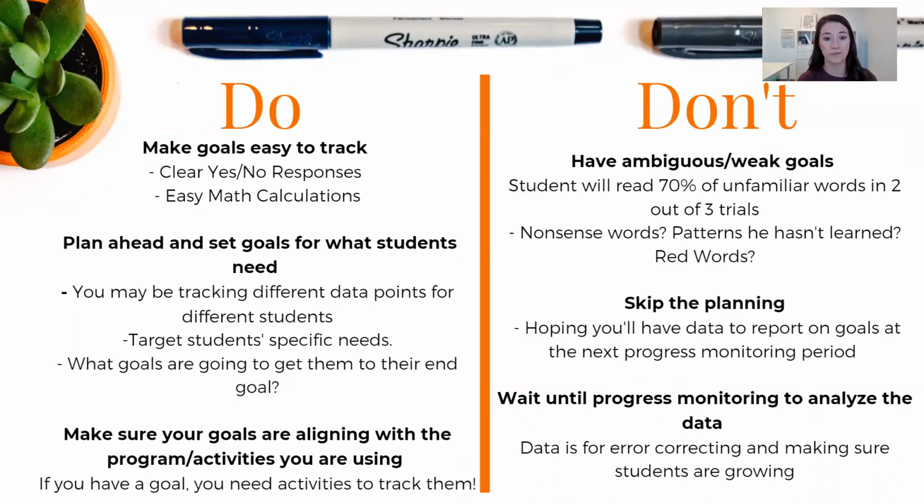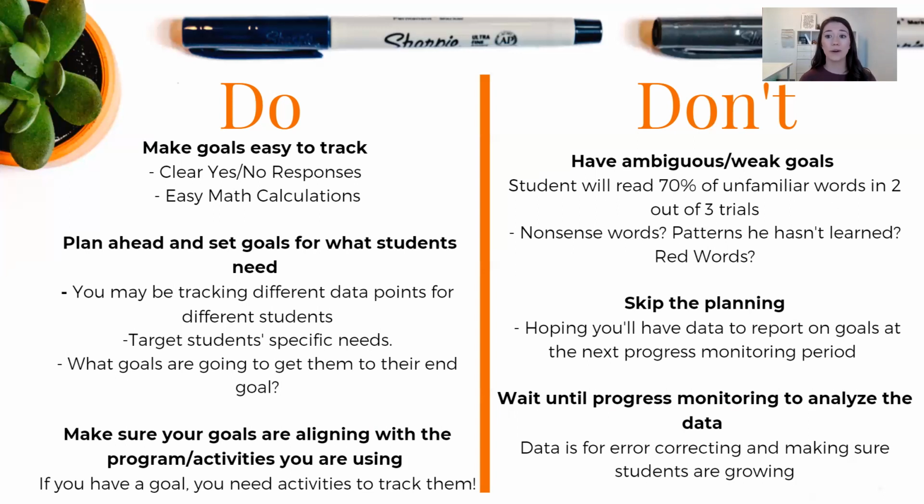Now, when we go back to when we're writing the goals, we want to make sure we're targeting students' specific needs. If Christopher doesn't need a phonological awareness goal, he needs fluency, then let's write the goal around fluency. We don't need to include a phonological awareness goal for him. We also, on the same note, want to be thinking about what goals are going to get them to their end goal of reading and being able to take meaning from what they're reading.